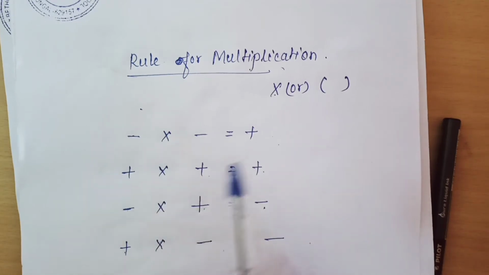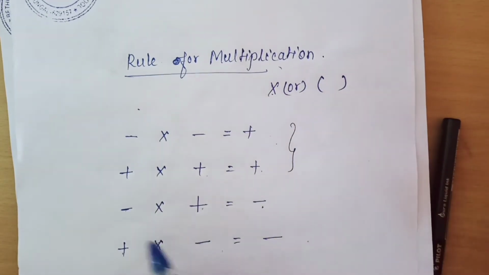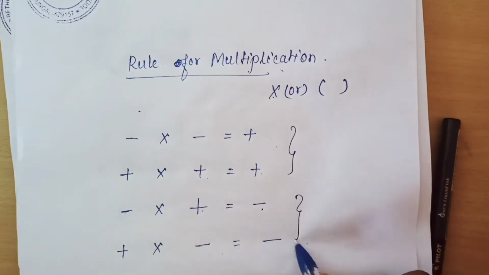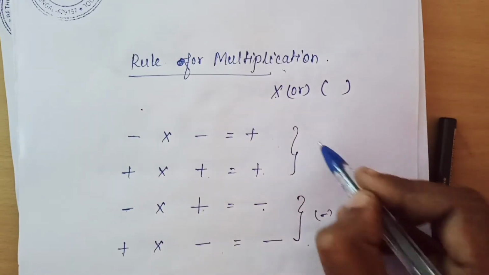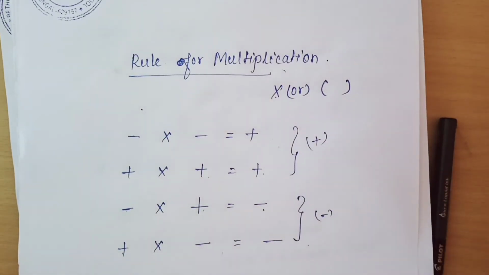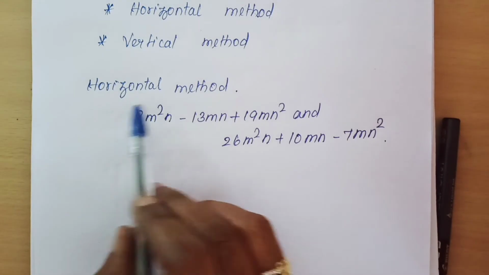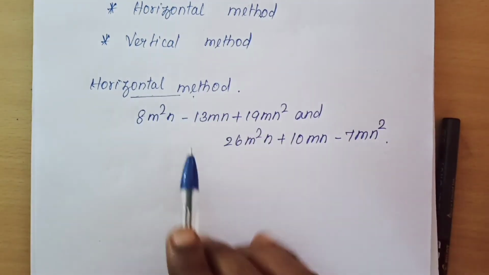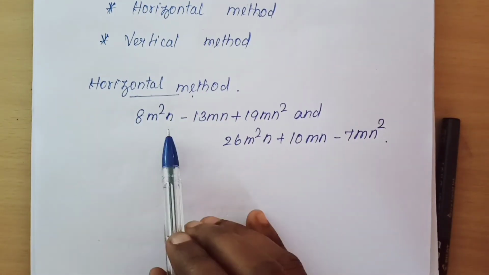Very simple. When the signs are the same, your answer will be plus. When the signs are different, your answer will be minus. Clear? Once again, when the signs are the same, minus into minus or plus into plus, it will be plus. When your signs are different, minus. Clear? Shall we move to the problem? First step is the horizontal method. I will teach you the horizontal method.